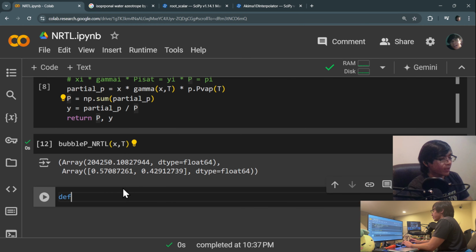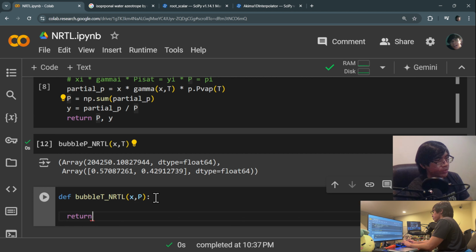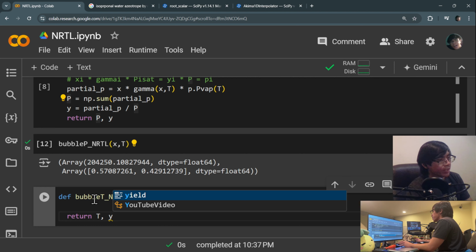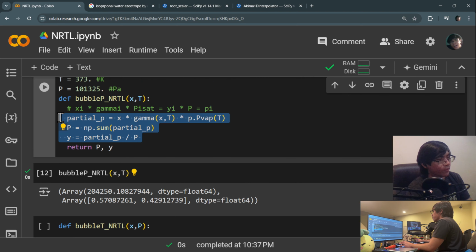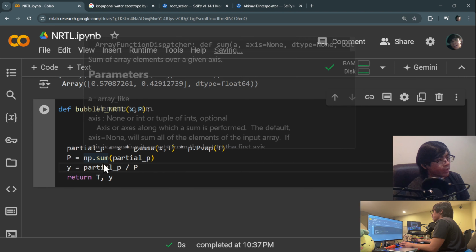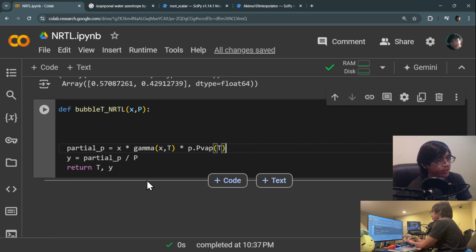So we have our bubble temperature, NRTL. We still take a liquid mole fraction, but this time we input a pressure. So what do we want from this? Essentially, we're returning a temperature and then again the vapor mole fraction. So if we return a vapor mole fraction, honestly, we're just copying this line of code here. So I can just copy that down. But we are given the pressure up here, so we actually don't need to calculate it. So I can just complete that line.